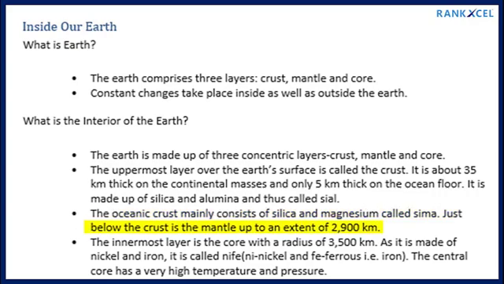Just below the crust is the mantle, up to an extent of 2,900 km. The innermost layer is the core with a radius of 3,500 km. As it is made of nickel and iron, it is called Nife, that is nickel and ferrous, meaning iron. The central core has a very high temperature and pressure.